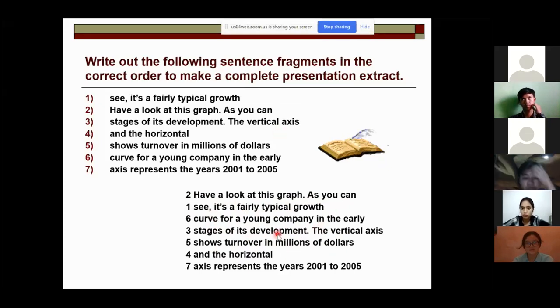So yes, this is what I explained before. After pointing to a graph or picture or diagram, then you explain the meaning of this picture, the meaning of this diagram, and so on. Okay, good.